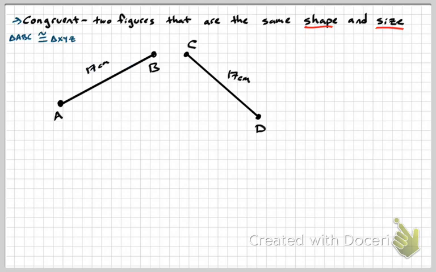So for example, here now we have segment AB and segment CD. Well, segment AB is 17 centimeters long. Segment CD is also 17 centimeters long. So when we're talking about shapes in geometry, we don't really say they're equal. We say they're congruent because we're talking about shape and size. So I would say segment AB is congruent to segment CD. All right, so that's a good example of how to use the word congruent. And again, we're going to use it for the rest of the year.